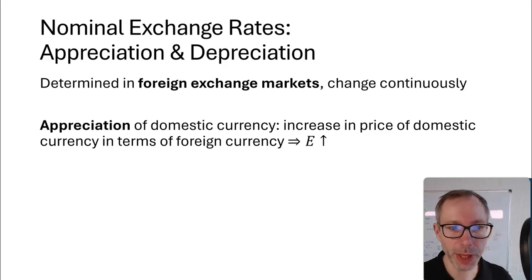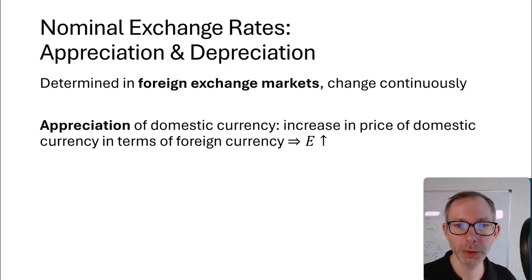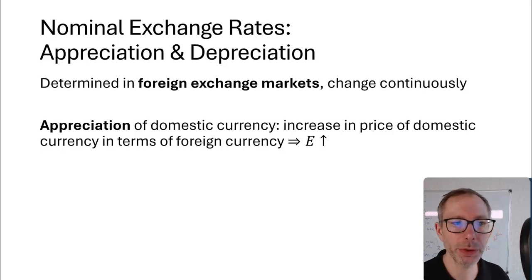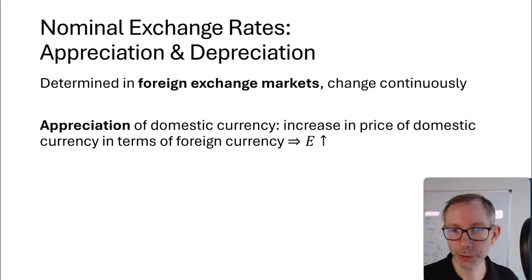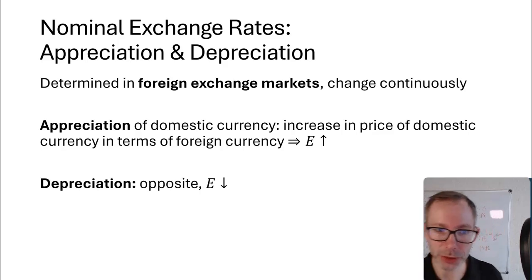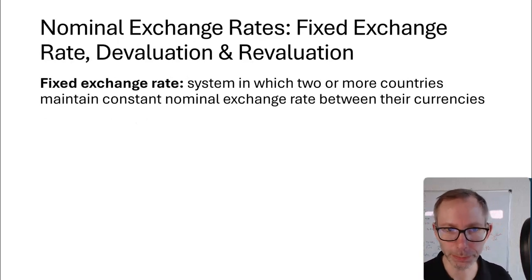Then, terms related to that: what can happen to the exchange rate? One is appreciation of the domestic currency. That's an increase in the price of the domestic currency in terms of foreign currency. And so that is for us going to be an increase in E. And depreciation is the opposite, a decrease in E.